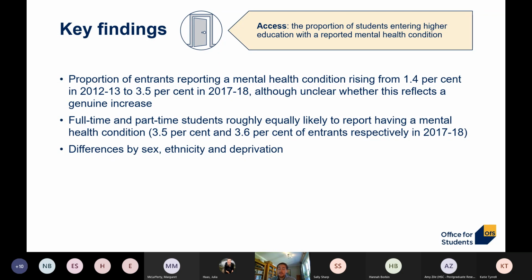So we found that the proportion of entrants reporting mental health conditions had been rising from 1.4% in 2012 to 3.5% in 2017. Although, as I mentioned earlier, it's unclear whether that might simply be reflecting a change in reporting practice. We found that full-time and part-time students were roughly equally likely to report having a mental health condition, so around 3.5%, which is actually in contrast to other disabilities for part-time students, which tend to be slightly more prevalent than for full-time students. And finally, we saw very substantial differences by sex, ethnicity, and deprivation.